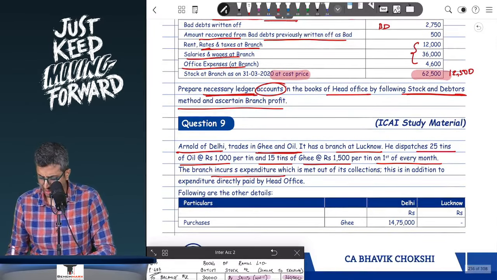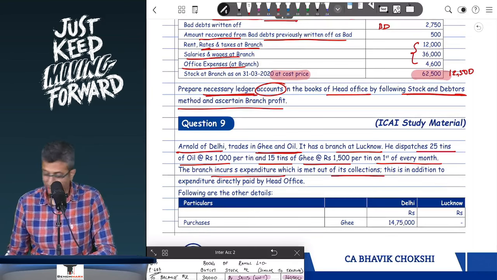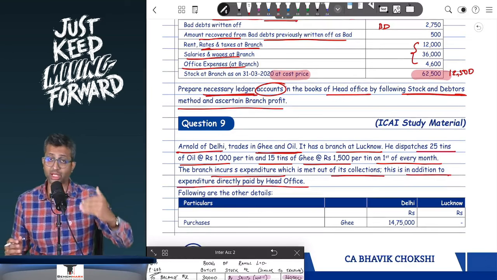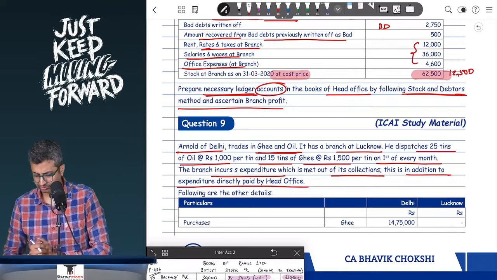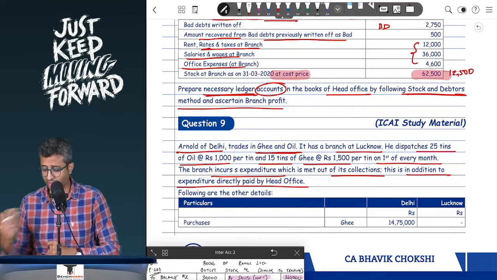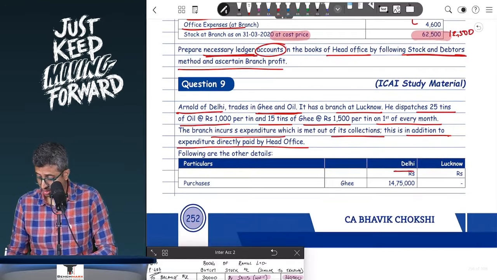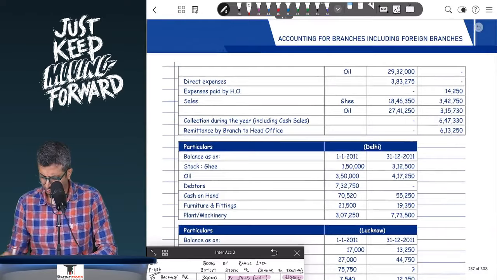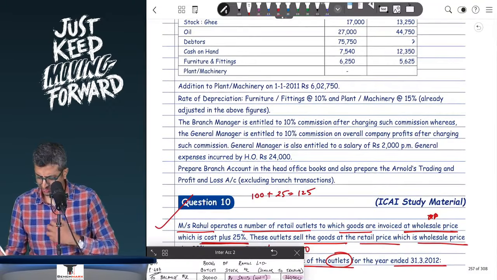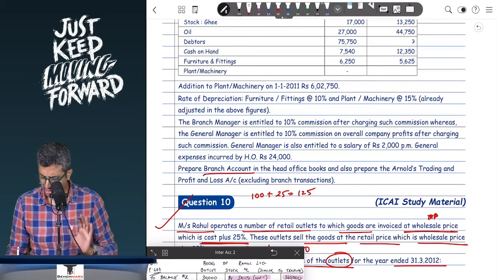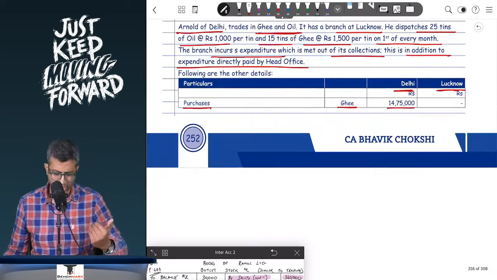The branch incurs expenditure which is met out of the collections, which is in addition to the expenditure directly paid by the head office. So some expenditure out of the collection, the branch basis, and beyond that, there's some other additional expense to be paid by the head office. Following are the other details. You have Delhi data and Lucknow data. So purchases of ghee. So there is quite a bit of expense. I think you are asked to prepare the branch account and also trading and profit and loss account excluding branch transactions.